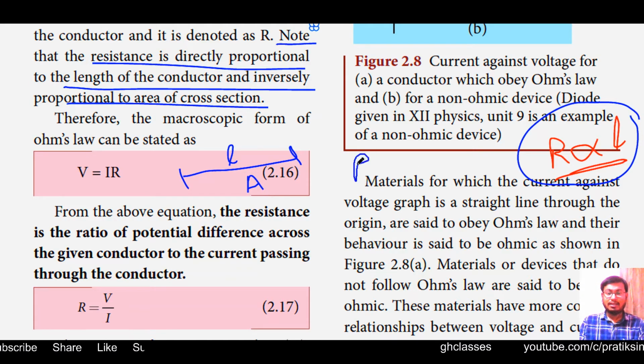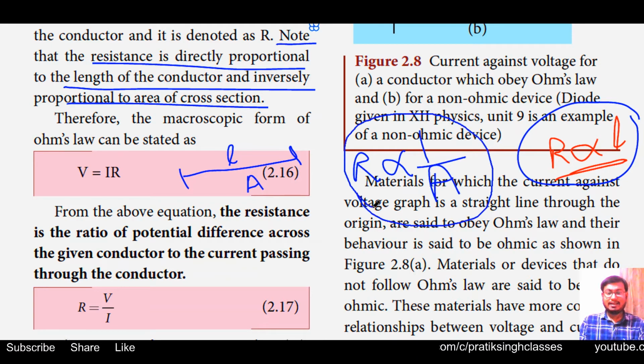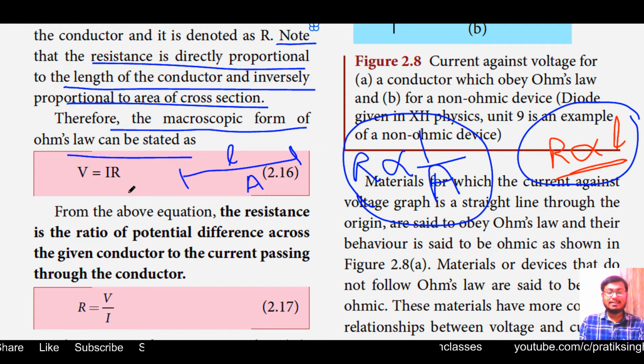Also, resistance is inversely proportional to cross-sectional area. That means if the cross-sectional area of the given wire increases, resistance will decrease and vice versa. Therefore, the macroscopic form of Ohm's law can be stated as V is equal to IR, and this term you already have studied in the previous classes.